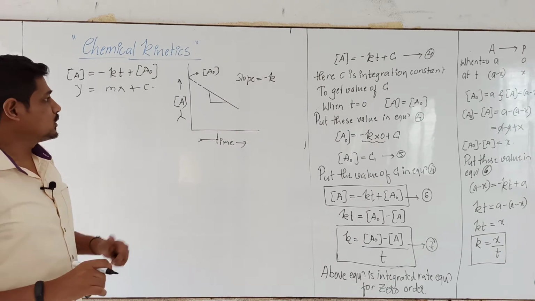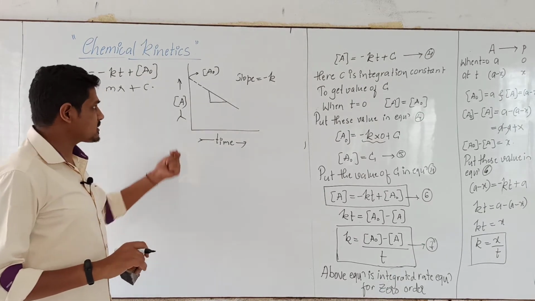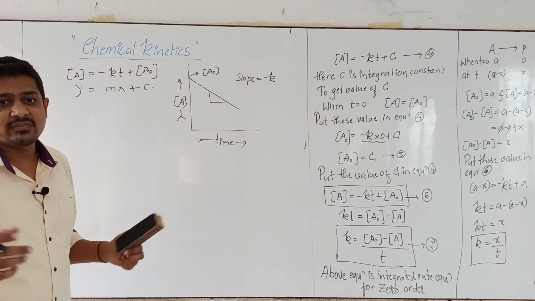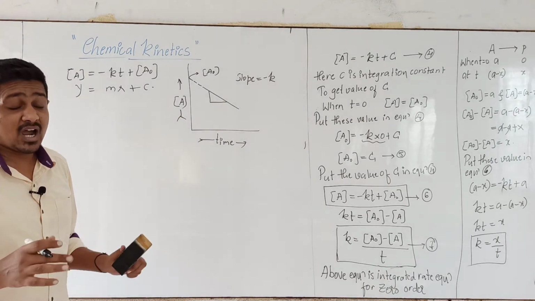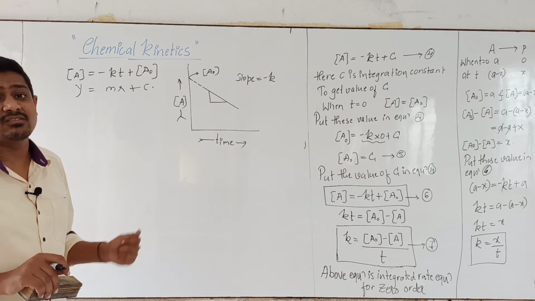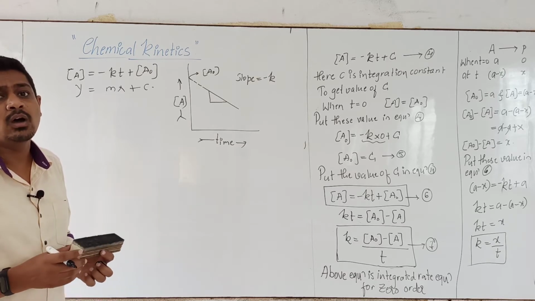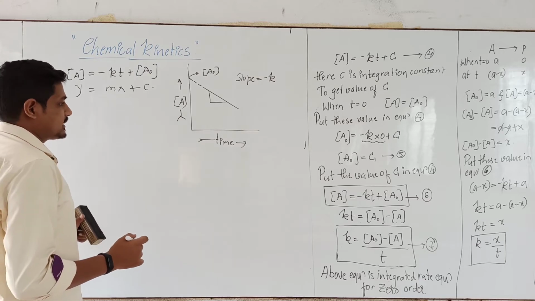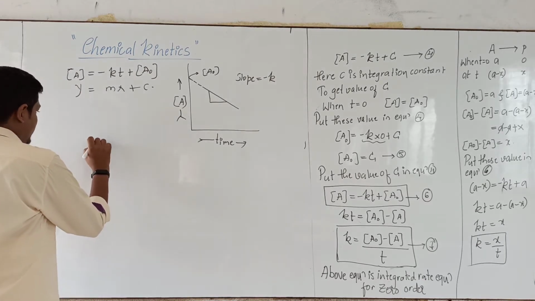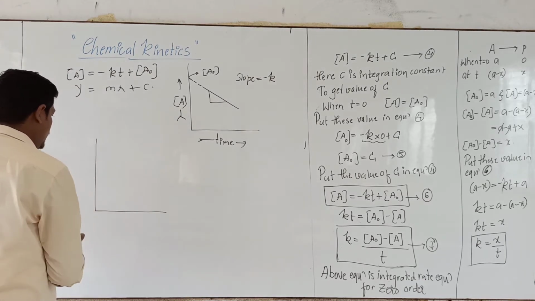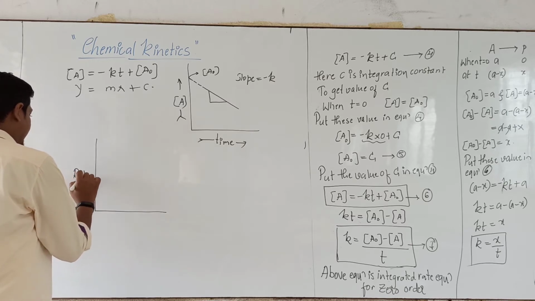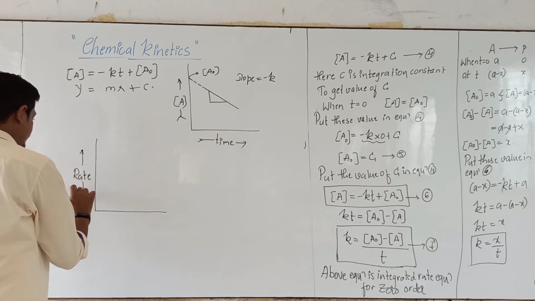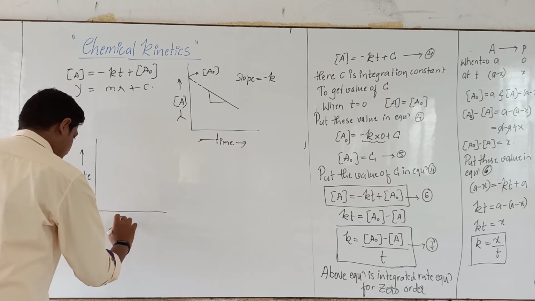Understand, students? In competitive examinations they will ask this. They will give different types of graphs, and they will ask you to identify which graph represents the zero order reaction. Another form we can also see: I'll plot another graph here. Here I am plotting rate versus concentration.